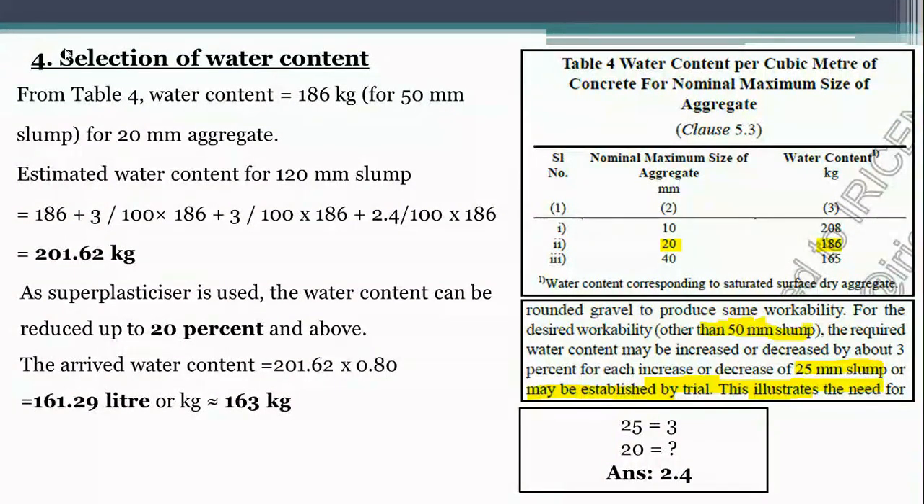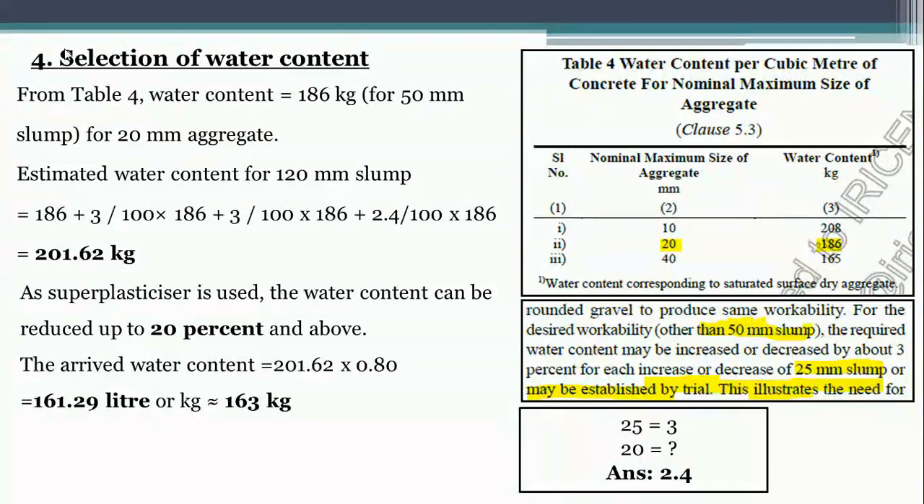So 186 plus 3 by 100 of 186 is for 75 mm. Next, another 3 by 100 of 186 is for 100 mm, but we want it for 120 mm. For every 25 mm increase in slump, we have to increase the water content by 3%. I have given a calculation also at the bottom. For every 25, we have to increase by 3%. Similarly for 20 mm, what is the percentage of increase of water? If you calculate 20 into 3 by 25, you will get 2.4. So 2.4 by 100 into 186. I have split up the value in order to make you understand.